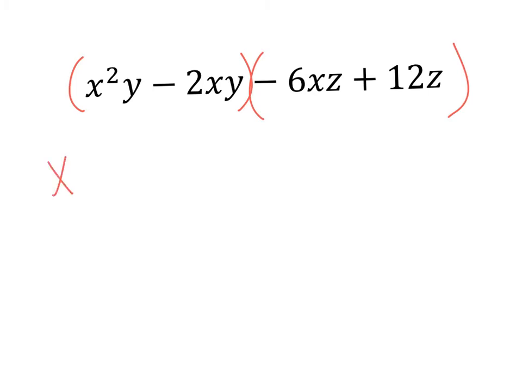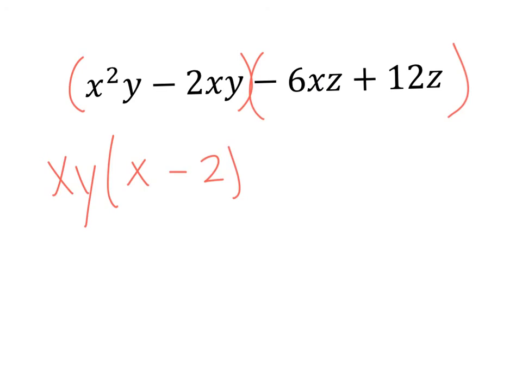So the x and the y will come out. So if I take an x and a y away from each term, I'm left with just x and minus 2. The second one has a common factor for numbers as well as letters. So there is a 6 that's common and a z that's common. Now, the rule is that if your first number is negative, you have to pull out a negative.